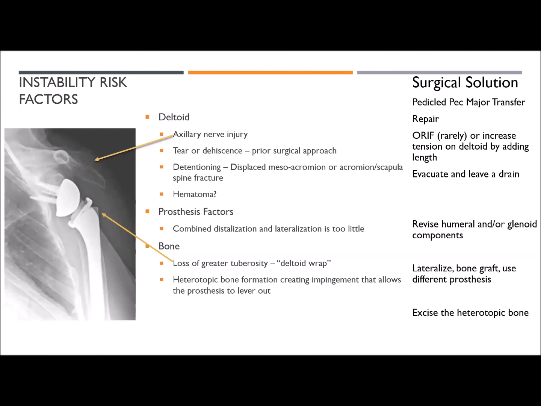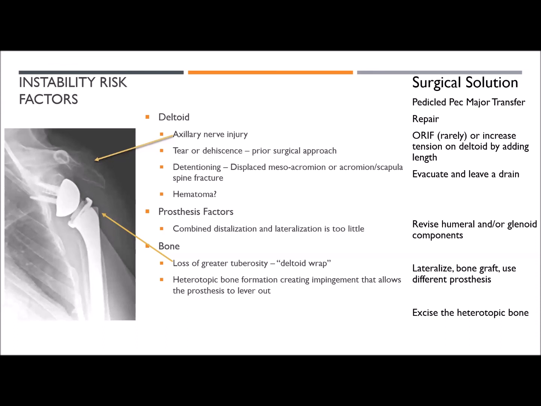And then I think sometimes instability occurs early on if there's a large hematoma. I think that creates some degree of atony or detensioning of the deltoid, and that can be an instability risk as well. And then again, prosthetic factors: if the combined distalization and lateralization of the humerus and glenoid is too little, that can lead to instability, as Ben was saying.